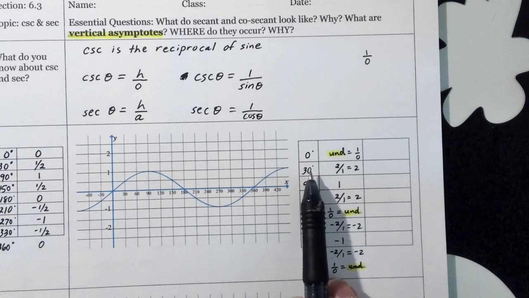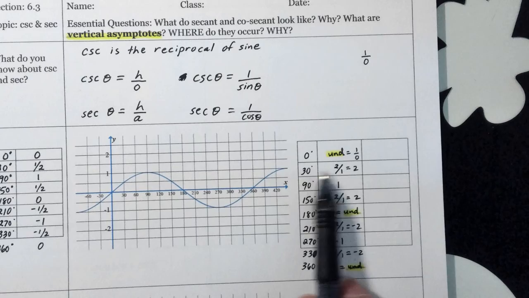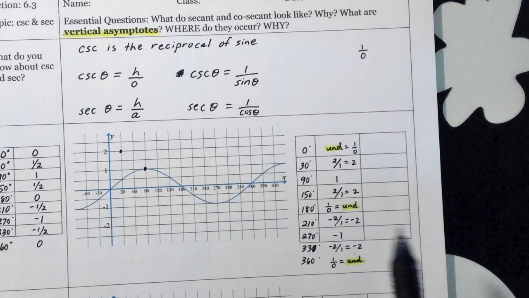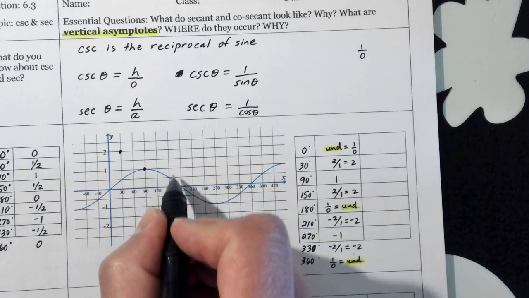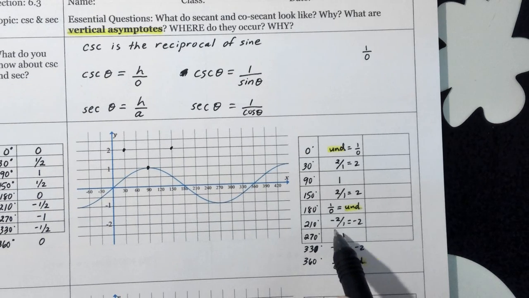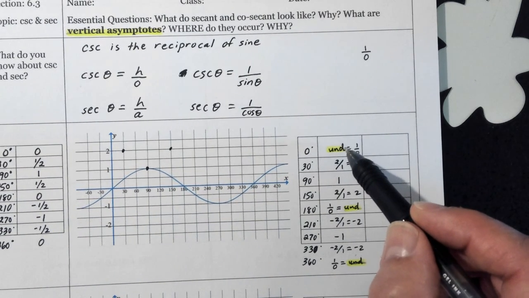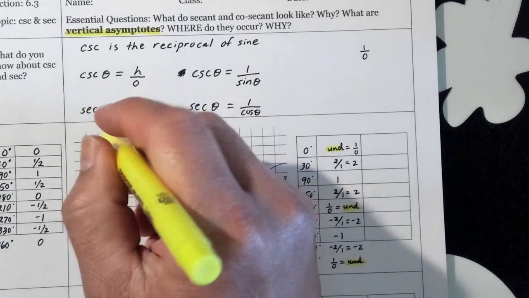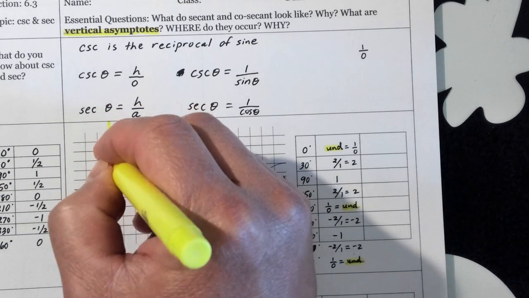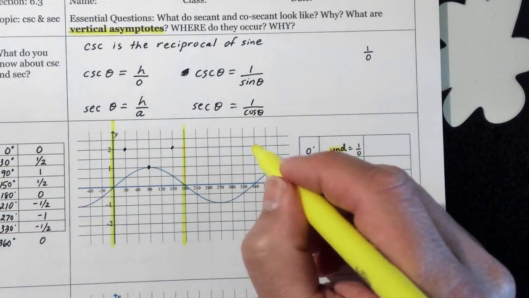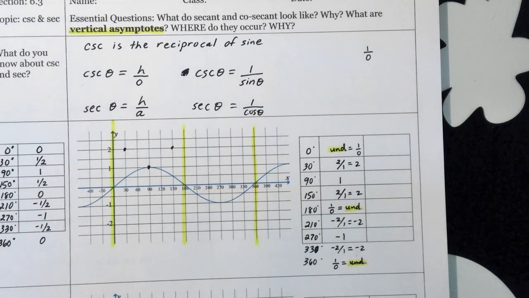Now I'm just going to graph the points that I can graph. So 30 and 2, 90 and 1, 150 and 2, 180. So you get a vertical asymptote here at 0 degrees and at 180 degrees. So I'm going to add that in with a yellow highlighter. Vertical asymptote here and at 180. Like that. And we also get one at 360. Okay.